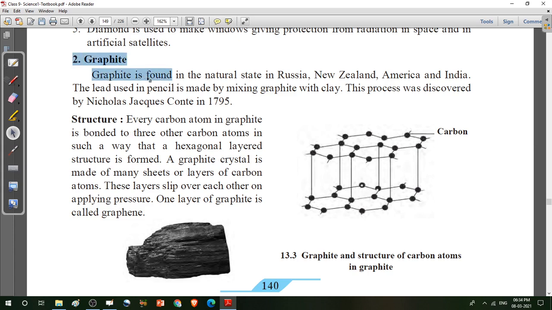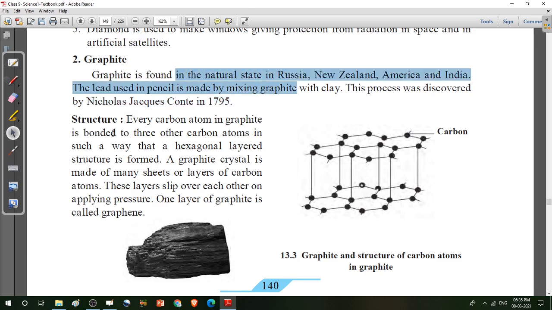Graphite is a crystalline form of carbon. Graphite is found in a natural state in Russia. We know diamond is found in a natural as well as free state, but what about graphite? Graphite is found in a natural state in Russia, New Zealand, America, and India. The lead used in pencils is made by mixing graphite with clay. This process was discovered by Nicolas Jacques Conte in 1795. This is just basic information about graphite.